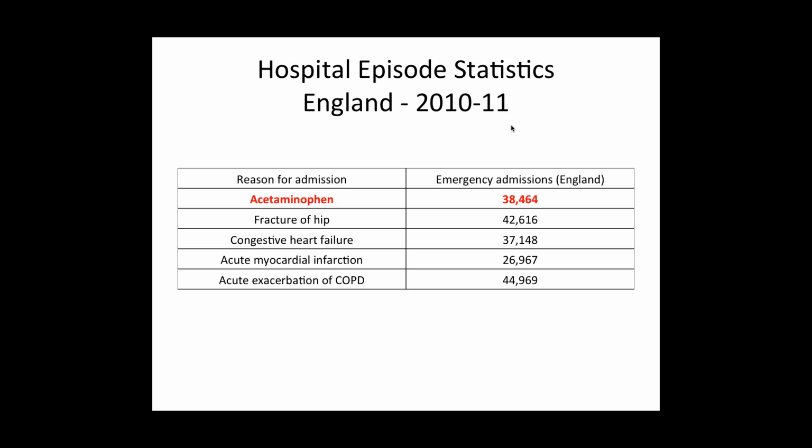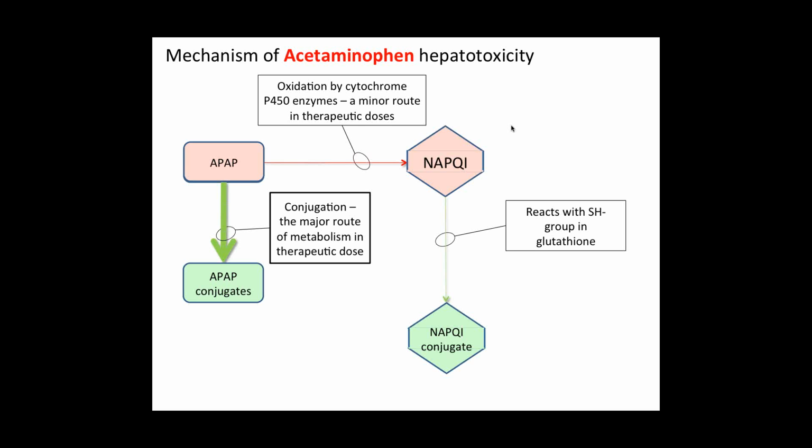That's a bigger number than we have for acute myocardial infarction, and a similar number, as you see, for fractures of the hip and chronic obstructive pulmonary disease. So it's a big clinical problem. Just to refresh you about how acetaminophen, or paracetamol, depending on which side of the Atlantic you are, causes liver injury. When you take a safe dose of acetaminophen, or APAP, it's conjugated and safely excreted.